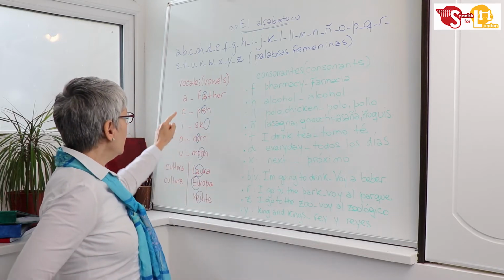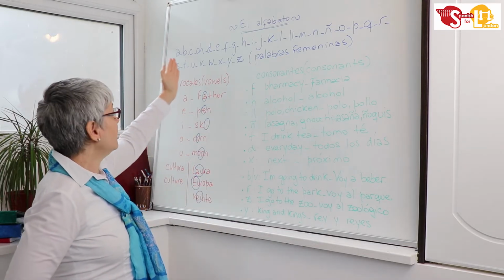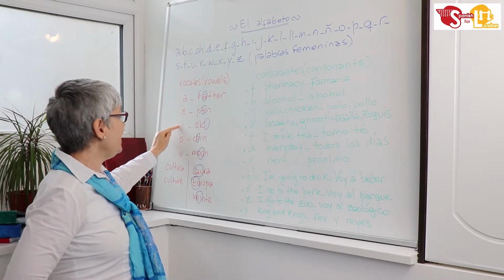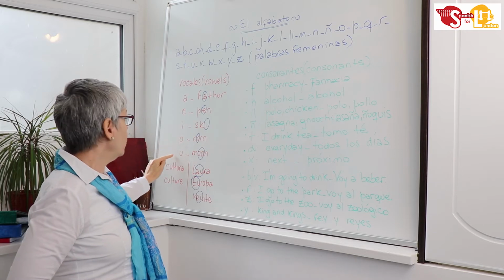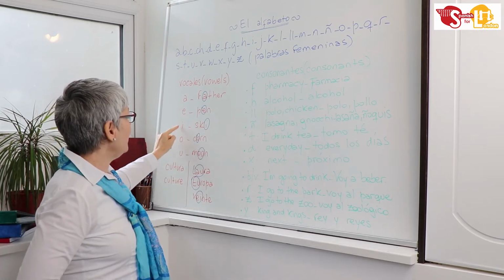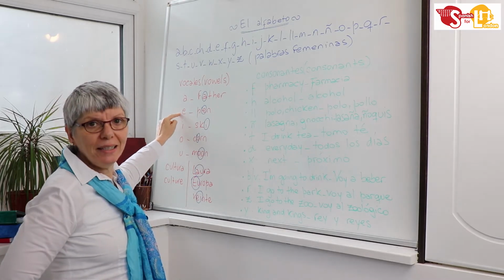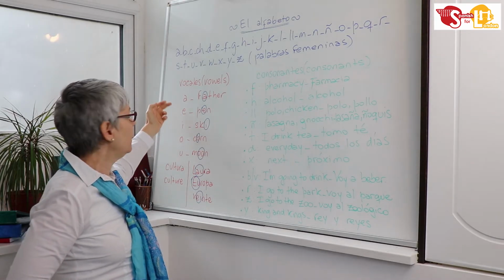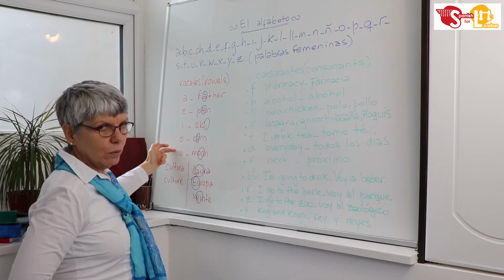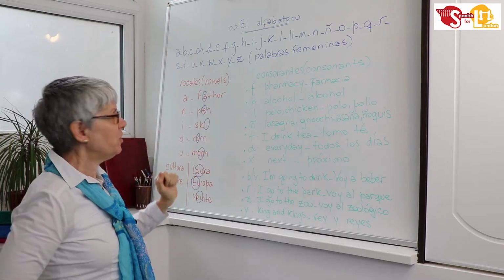So, the names of the vowels, as I told you, are A, E, I, O, U. Remember, please, because it's a little tricky, this is I, this is not I, but E. So again, A, E, I, O, U. Now let's see the pronunciation.